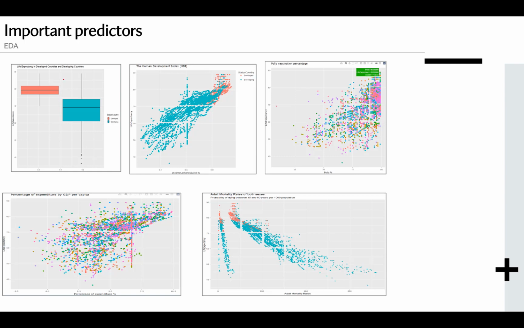Now we will show you some of the analysis we conducted to determine these potential predictors. We can see here a box plot for developed countries and developing countries, and we can notice right away that developed countries have a higher life expectancy. Another important relationship that we have mentioned before is HDI, or income composition resource, and life expectancy. We can notice here the strong relationship between both variables. And the same thing for polio, GDP per capita, and other predictors.